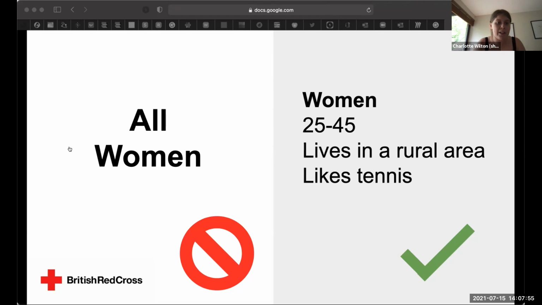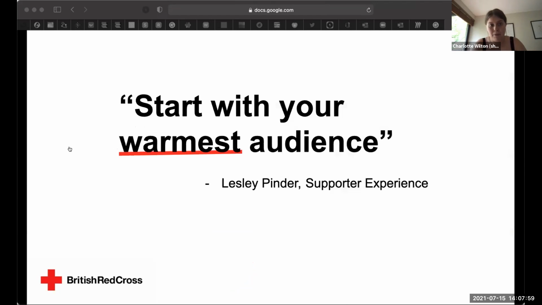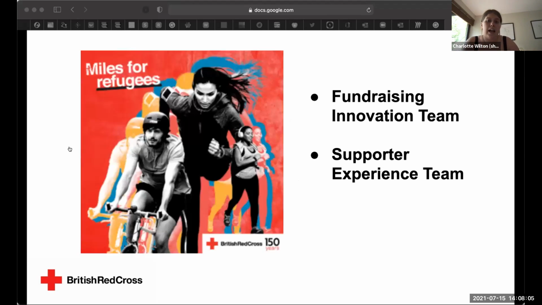So when thinking about where we're going to start, we thought back to something that Leslie Pinder often says from the supporter experience team, which says start with your warmest audience. And this is something that they do really often in both the fundraising innovation team and the supporter experience team. And a good example of this is Miles for Refugees.